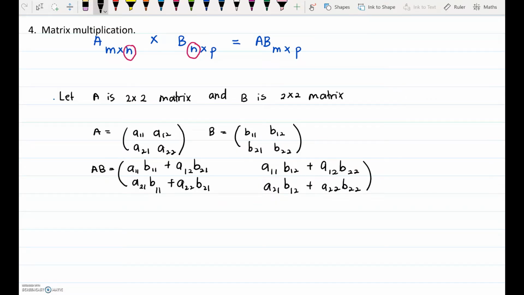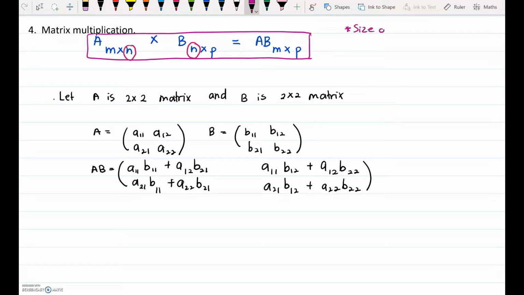Okay, if you have two matrices, A an M times N matrix, times B an N times P matrix, then your product AB will be an M times P matrix. Okay, in matrix multiplication, meaning you have a matrix times a matrix, the size of the matrix is very important.